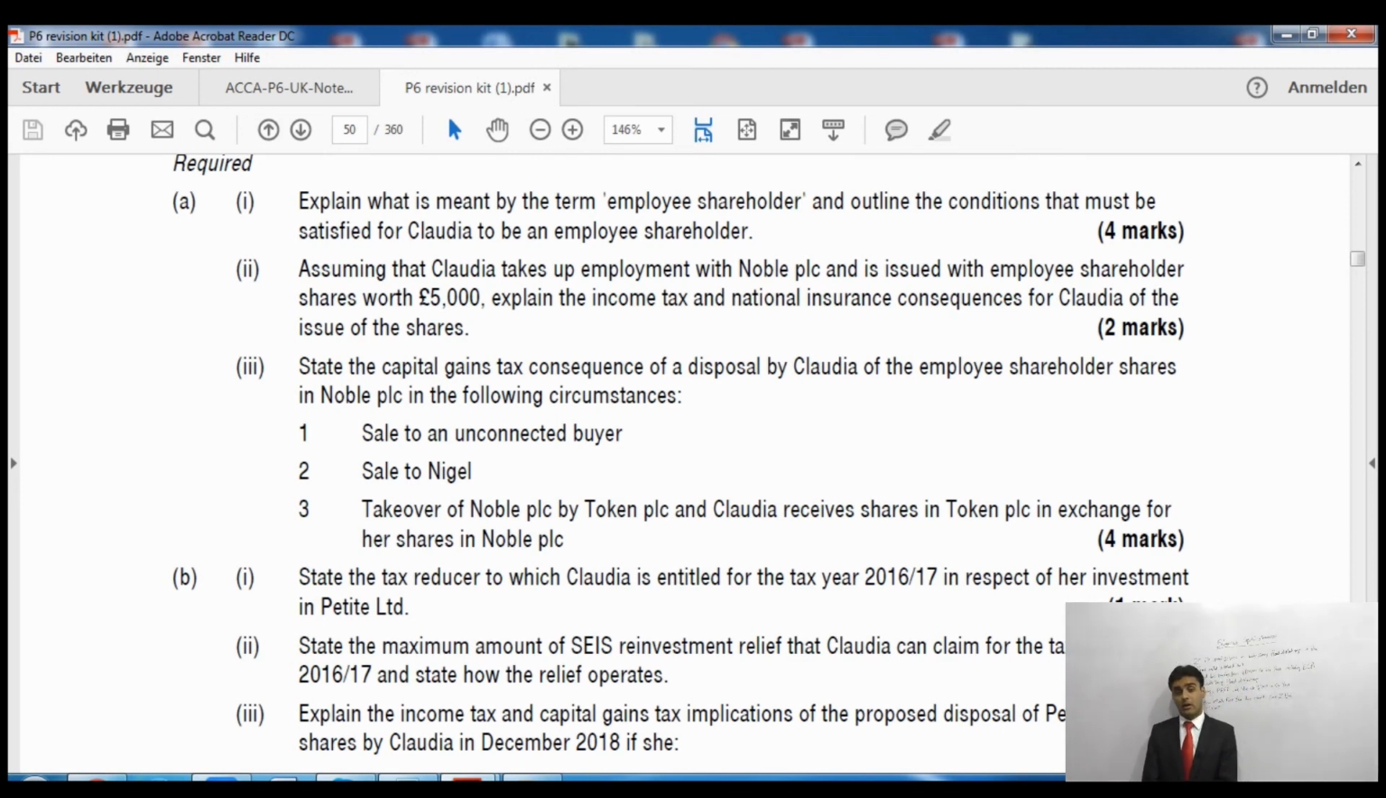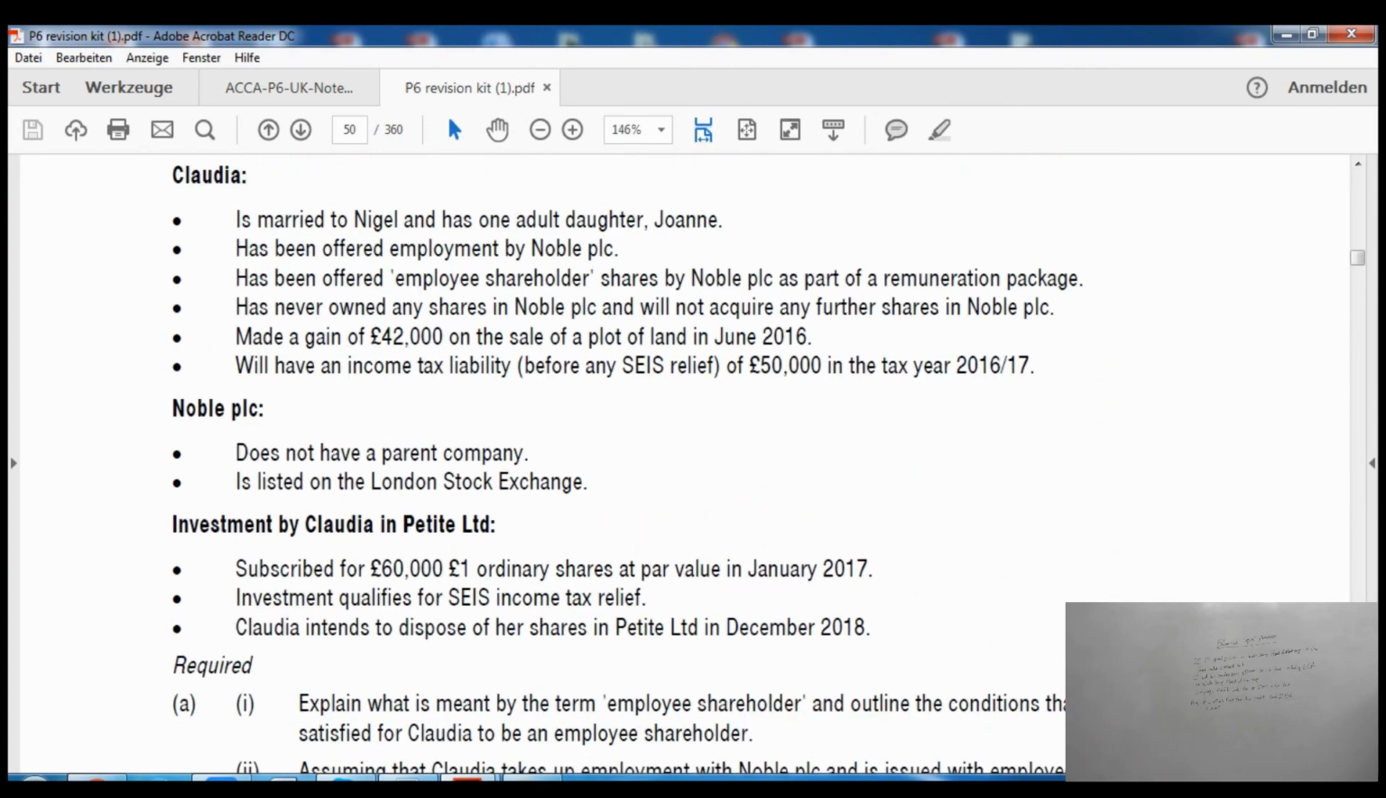On the excess of that, you will have to calculate the capital gains tax in the normal way, because it is employee shareholder shares. And in the second section, number 2, it says sale of shares to Nigel. Now we'll have to see who Nigel is, because the first one was an unconnected buyer. Let's see who Nigel is in the scenario.